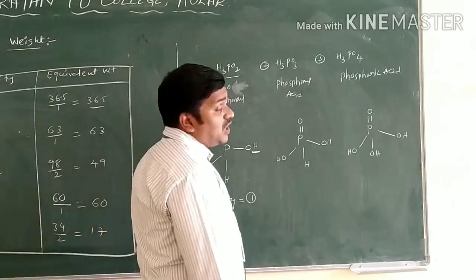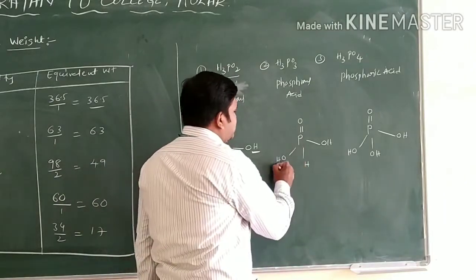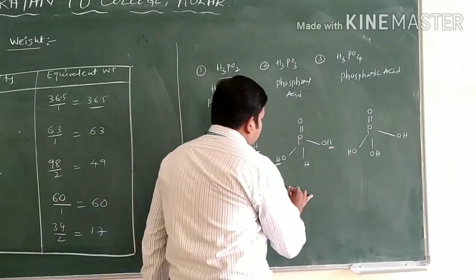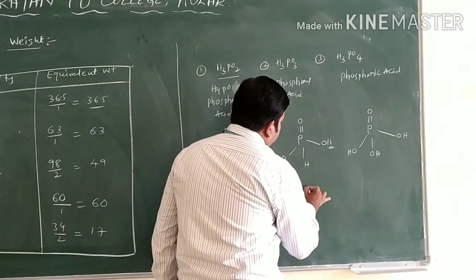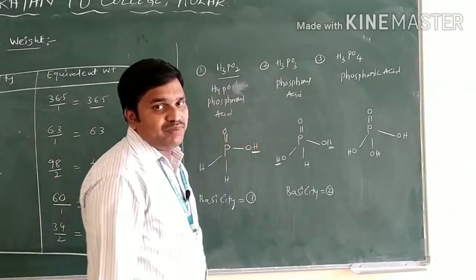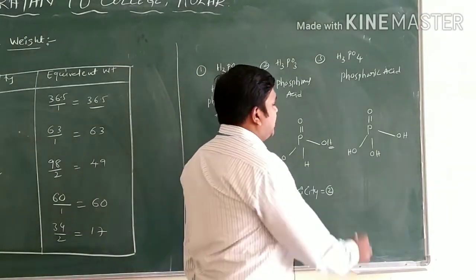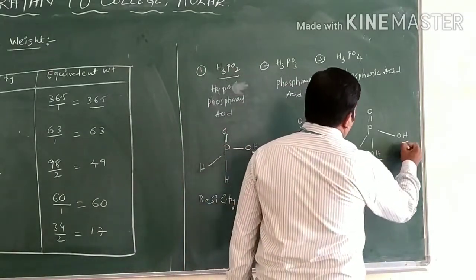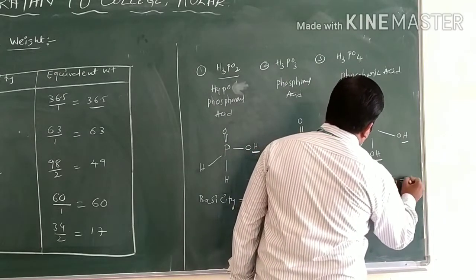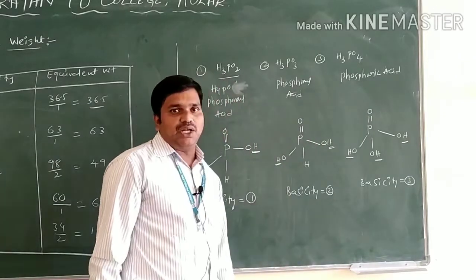Now come to this one, phosphorus acid. Here hydrogen is attached to phosphorus, but these 2 hydrogens are attached to a more electronegative element. So its basicity is equal to 2 only. Next we have H3PO4. Here 1, here 2 and here 3. So its basicity is 3 only. Clear? If you write the structure, then only you will get the clarity of the compound.